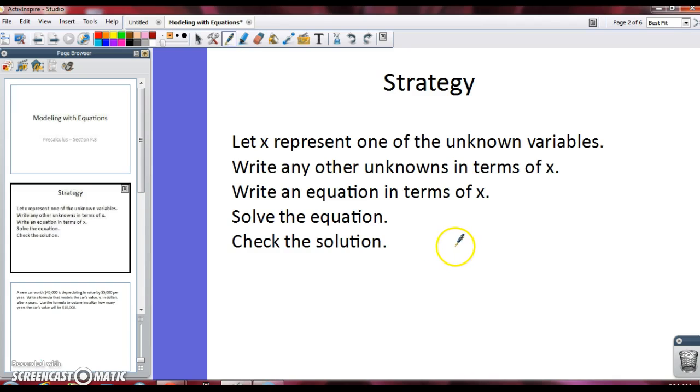As we move through the problem and there's other unknowns, then we'll write those in terms of x so that we can write an equation in terms of x that models the problem. We'll go ahead and solve it, and then we'll check the solution. And when we refer to checking the solution, we don't just mean making sure that we did the math correctly, but we also mean making sure that we answer the question that they're asking us, and make sure our answer makes sense.